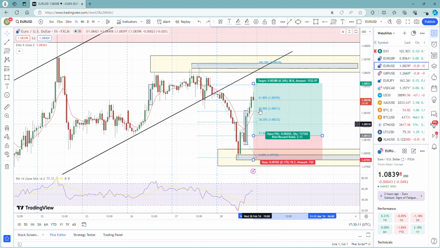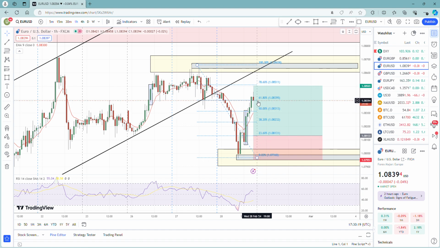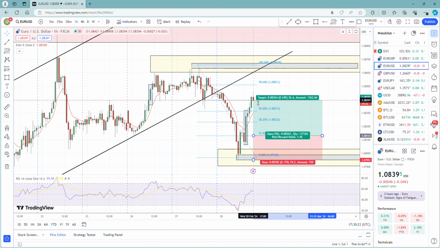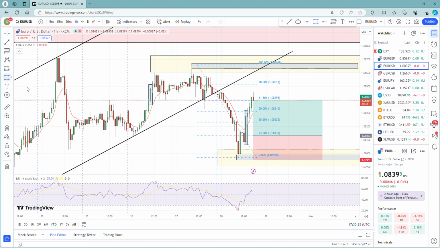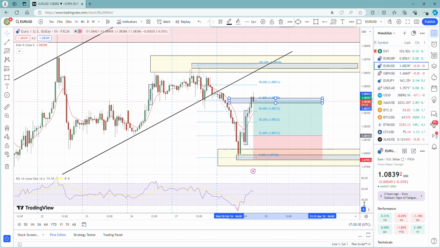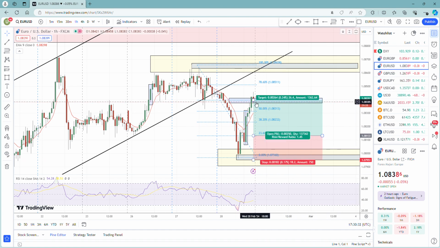And price was the target region. I usually do it to this H1 level, but I thought, you know what, I'll do it to the 78.6. And as you can see, price is relatively close to that. Price has gone to the 61.8. So price has gone to this region here. Because it's past 5 o'clock, and I only trade London session, I'm actually going to go ahead and close this trade now.